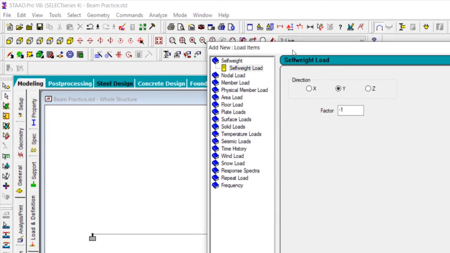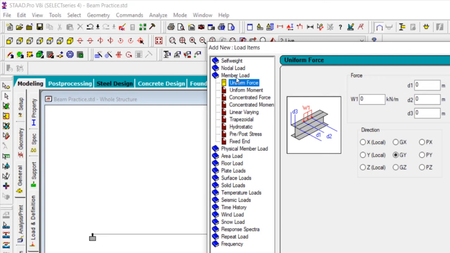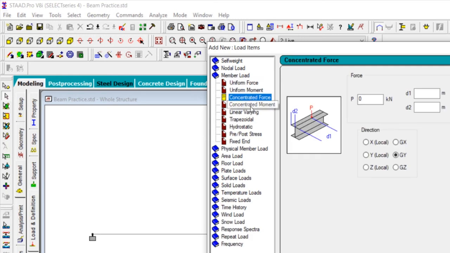The first load that we are applying is the point load. This is a member load that we apply on this member. So left click on this member load option here. You can see that different options are available here: uniform force, uniform movement, concentrated force, concentrated movement. Uniform force is the UDL. Then we got the uniform movement. Similarly, we got the concentrated force, which is our point load. Similarly, concentrated movement, that is the point movement. Linearly varying force, that we will see in the next chapter. So left click on the concentrated force.